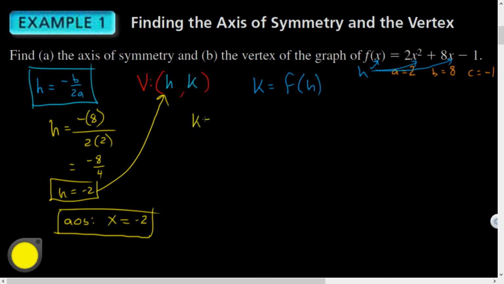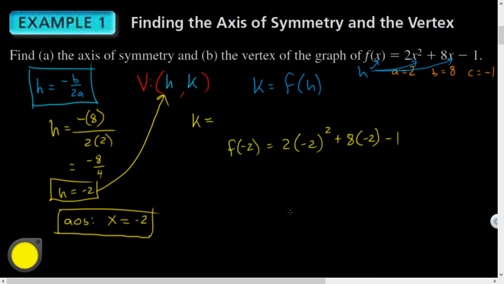So let's figure out what k is. Unfortunately, my friends in real life and I, we just practiced a very similar skill to this in our warm-up. So k is going to equal whatever f of h is. So let's figure that out. So f of negative 2 is going to equal 2 times negative 2 all squared plus 8 times negative 2 minus 1.